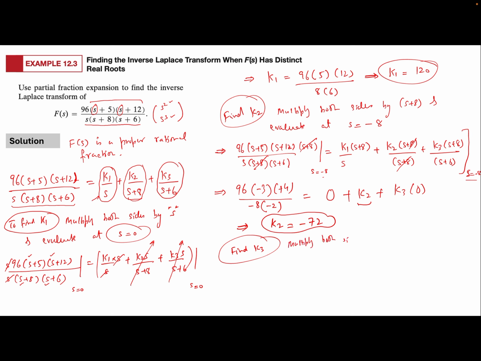Multiply both sides by s plus 6 and evaluate at s equals minus 6. So once you're going to do that, let me do that. You're going to get 96.